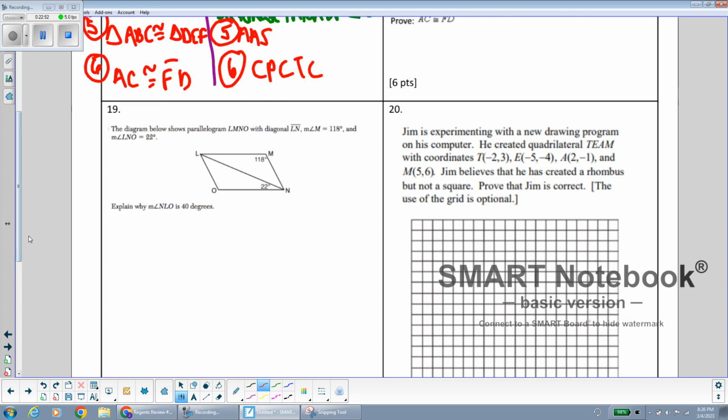Explain why angle NLO is 40 degrees. Explain means in words. So I can say here, so I know this is 118, and then I know since angles of a triangle add to 180, this has to be 40.